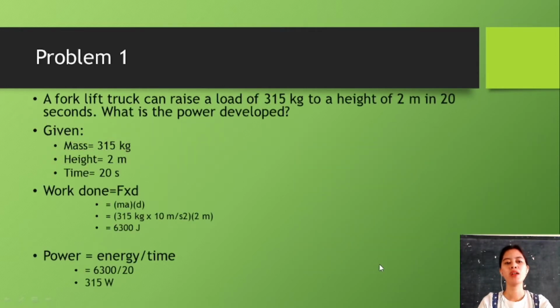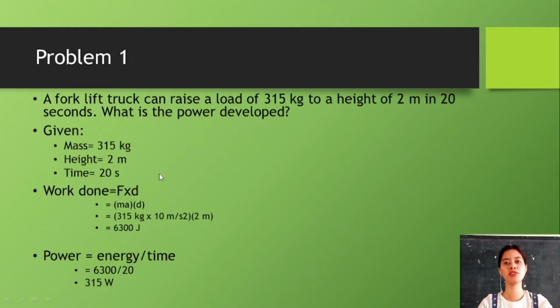Problem number 1. A forklift truck can raise a load of 315 kg to a height of 2 meters in 20 seconds. What is the power developed? So we have given mass 315 kg, height 2 meters, time 20 seconds. The formula in finding the work is force times distance. Why do we need to get the work? It's because we don't have work given here in the problem. So we can't solve the problem without knowing the work done.